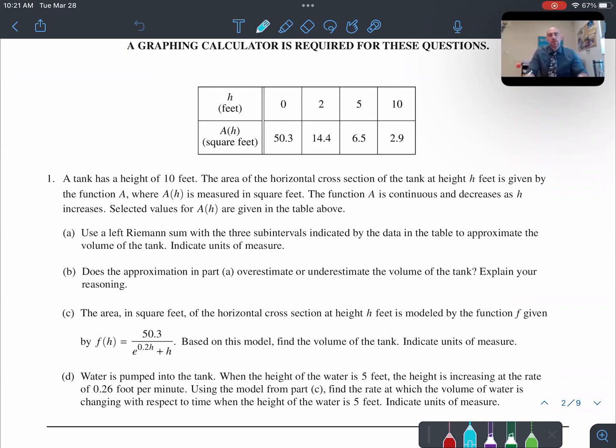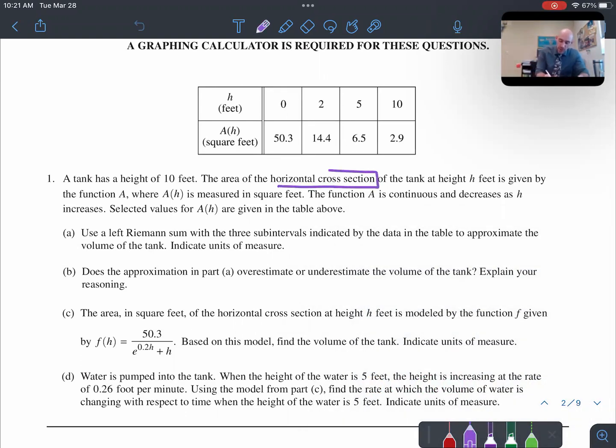As we started seeing in 2016, the questions kind of strayed away from just your standard volume questions to the more unique questions, or not as direct. So it tells us that the tank has a height of 10 feet. The area of the horizontal cross section of the tank at height h feet is given by the function A, where A of h is measured in square feet. This is actually a key thing here.